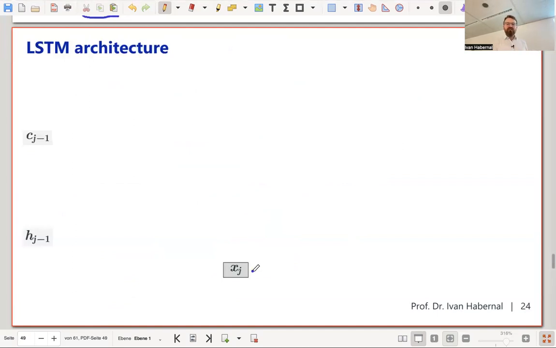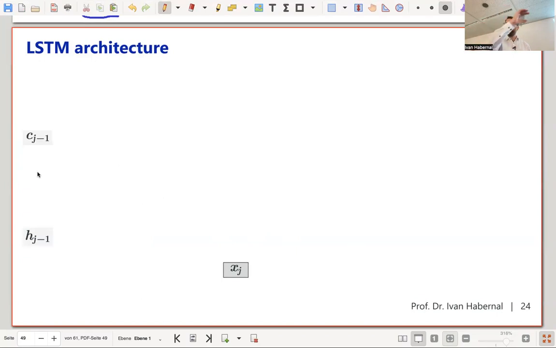All right, so we have this input here again at state J. So this is the embedding vector coming into the network. And we said that the memory from the previous state is going to be split into this CJ and the hidden state. So this is the memory cell and the hidden cell. These are two vectors, right?